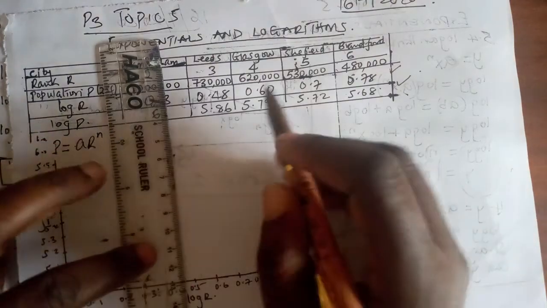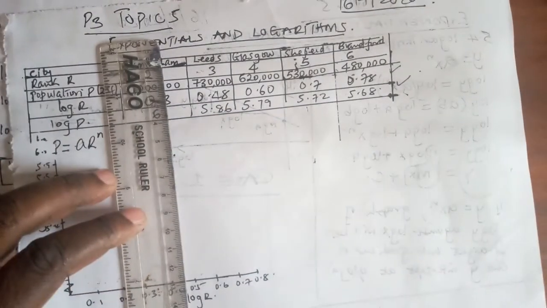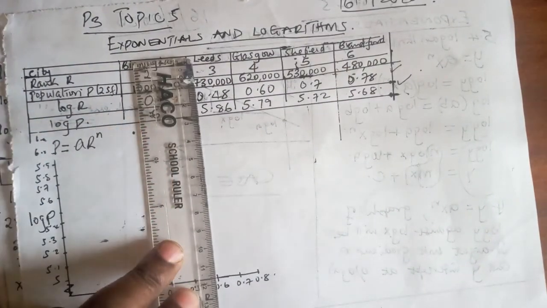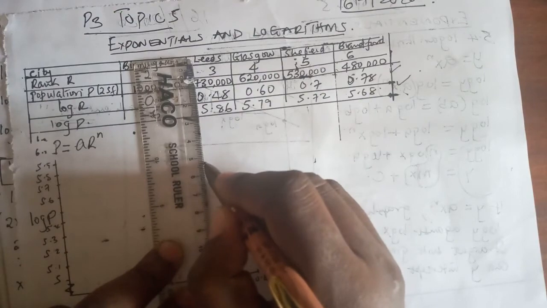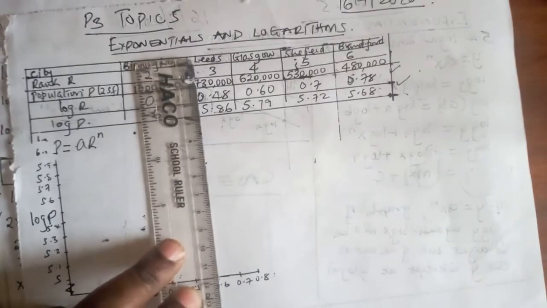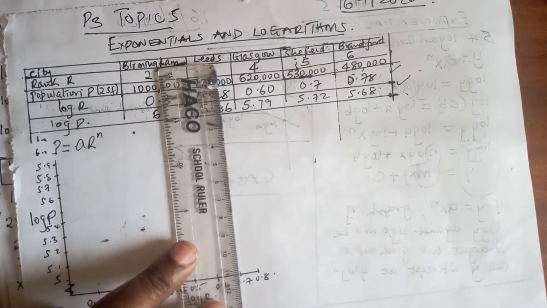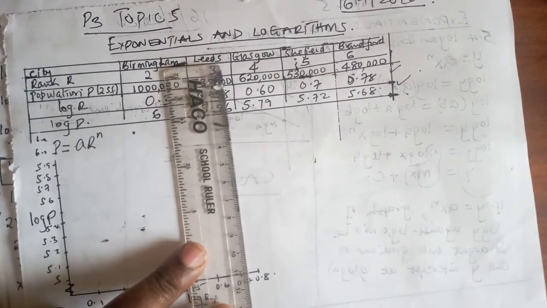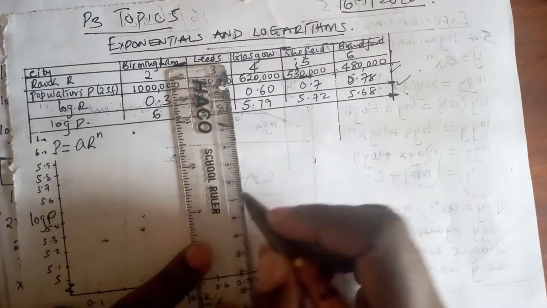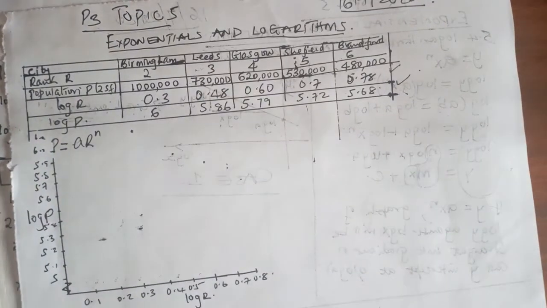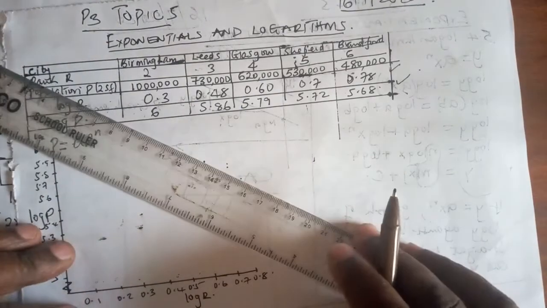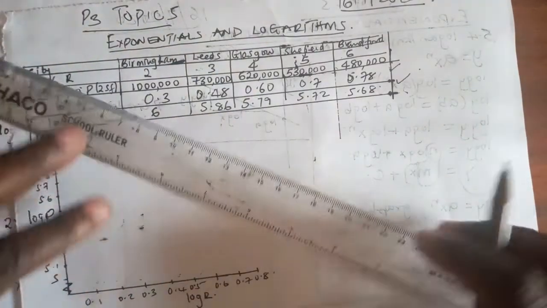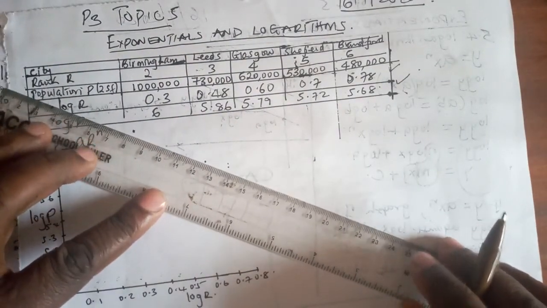0.6 against 7.79, 5.79, 0.6 against 5.79, around there, and then 0.7 against 5.72, around there, and 0.78 against 5.68. Then you are expected to draw a line of best fit, meaning that we should now come up with a graph joining all these points.